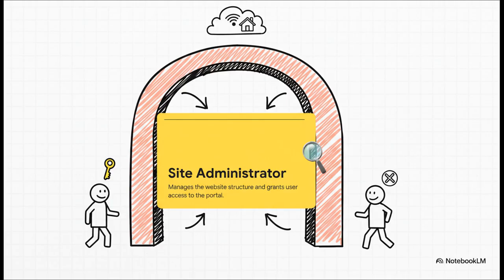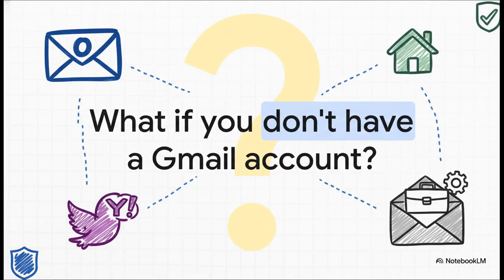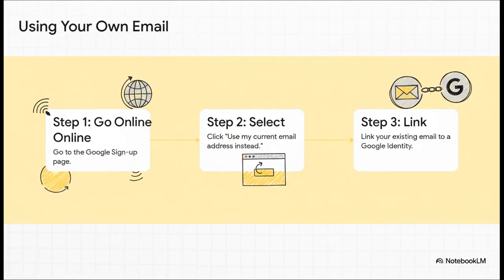the site in order. Now, I know what a bunch of you are probably thinking, because it's a super common question. Wait, I don't use Gmail. What do I do? Whether you're on Outlook, Yahoo, or a work email, the answer is, thankfully, really simple. You do not need a new email address. All you have to do is link your current one to what's called a Google identity. You just pop over to the Google sign-up page, find the option that says use my current email address instead, and just follow the quick steps. That's it. Your existing email will work perfectly to log in.